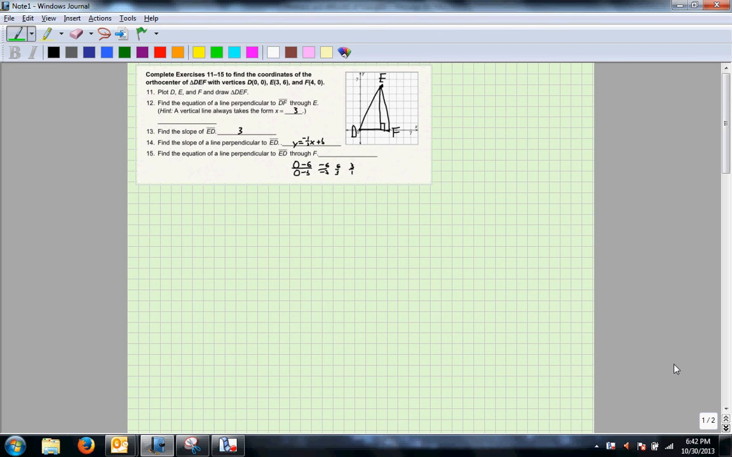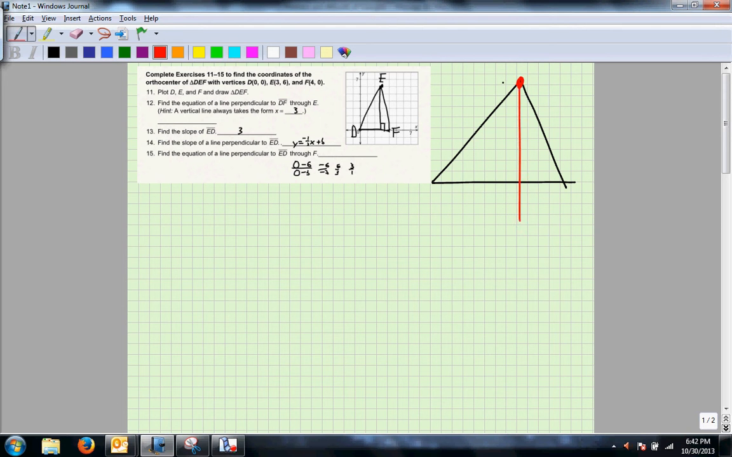What is an orthocenter? An orthocenter is one of the 4 different kinds of centers in a triangle. And that would be the centroid, the circumcenter, the incenter, and then you have the orthocenter. The orthocenter is where all 3 altitudes intersect. So I'm drawing an example of one right now.